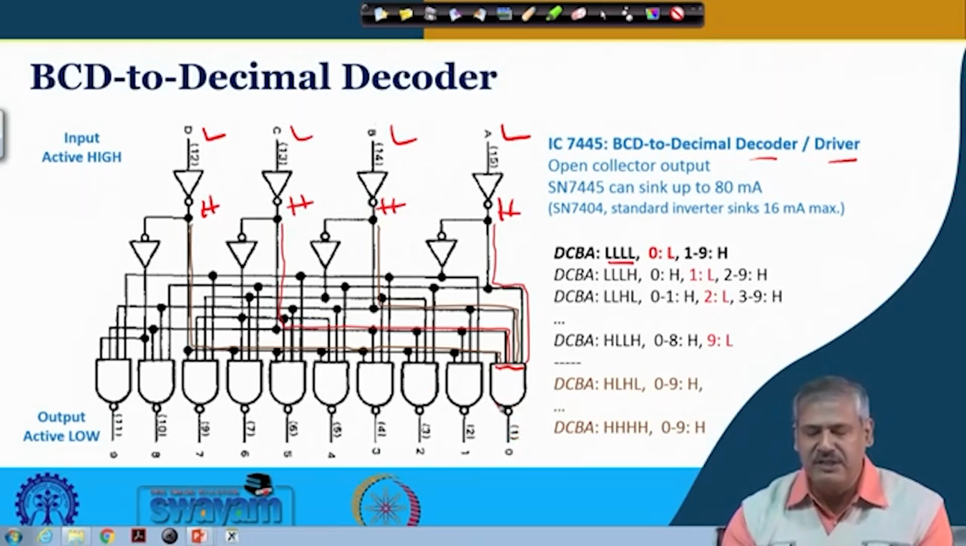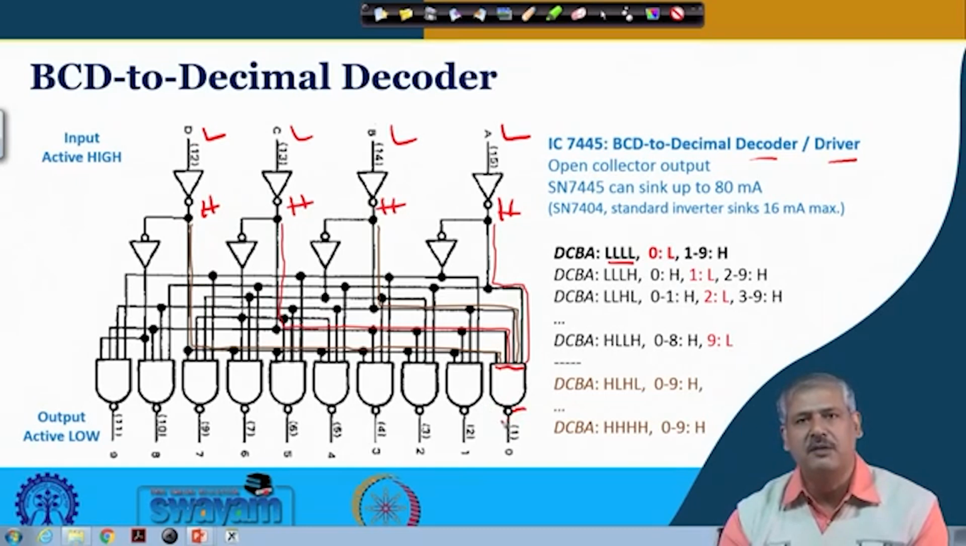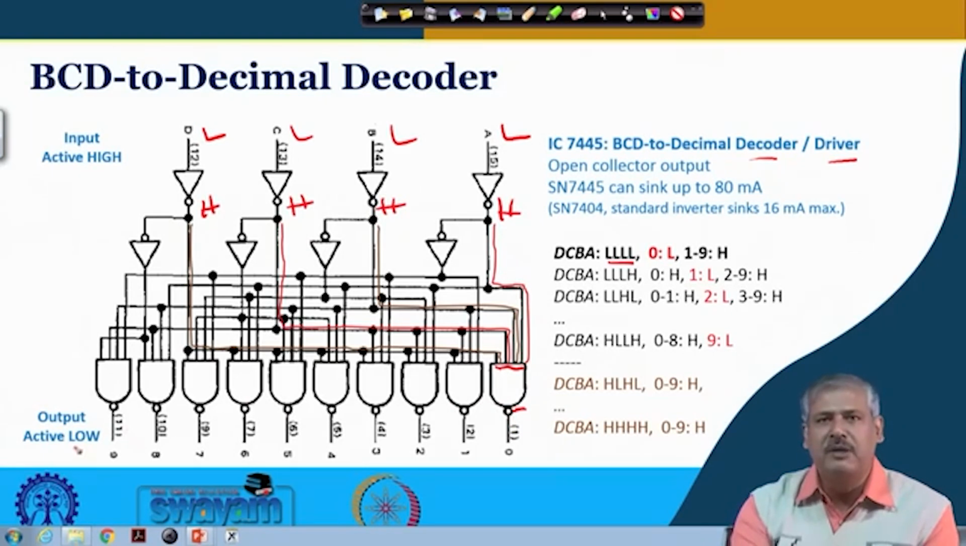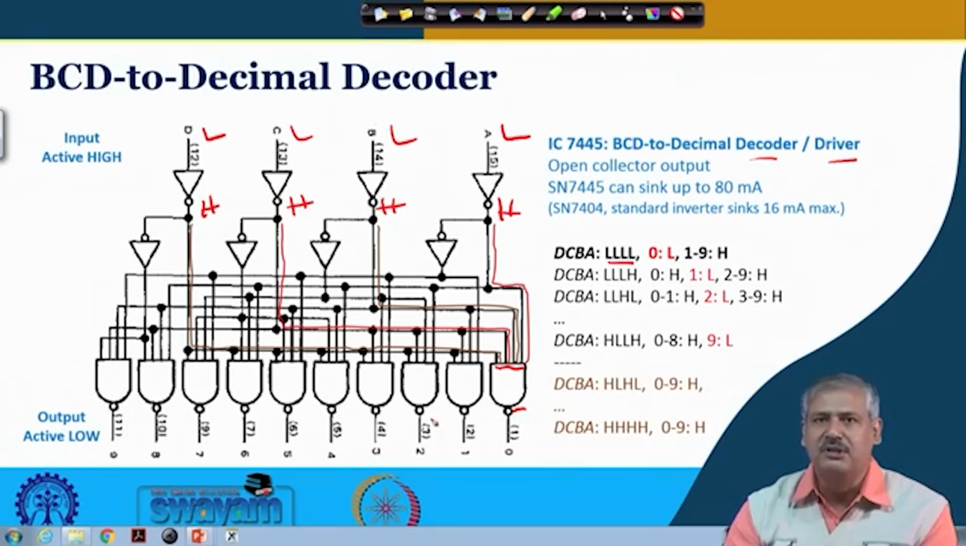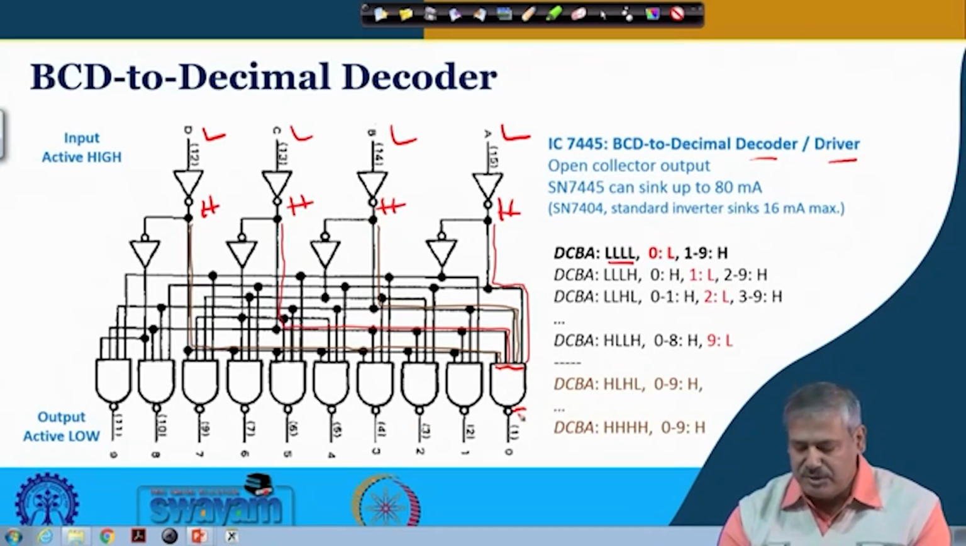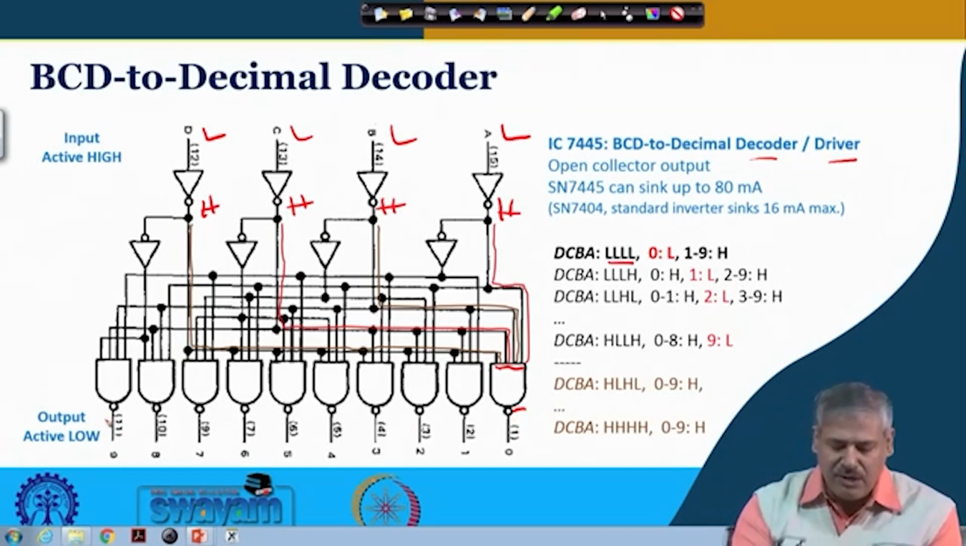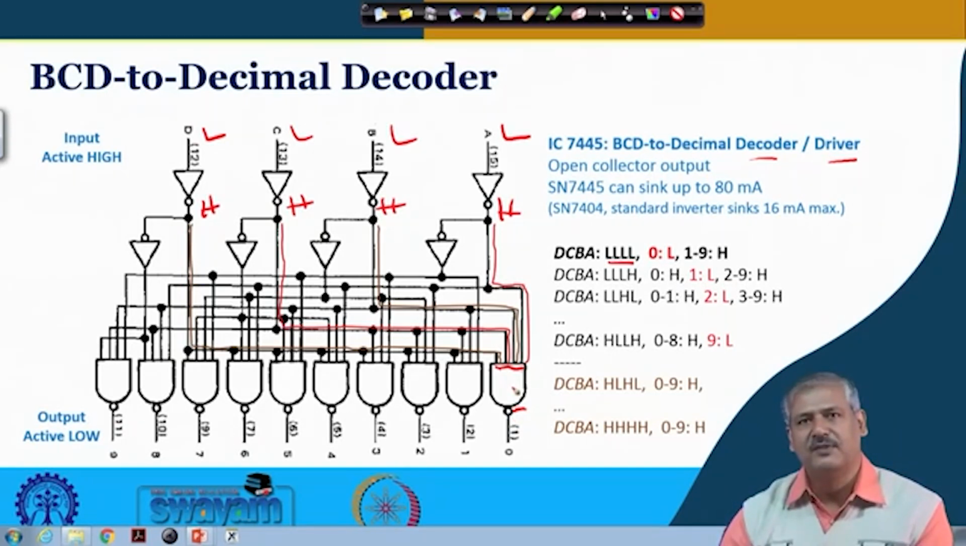In the normal decoding operation we had seen that this inverter bubble will not be present. Here there is an inverter present, so the output is made active low. Otherwise, if this inverter is not present, it is active high, and at that time the output would have been high. For the rest of the combinations, one of the inputs would have been low, so the output would have been low. Since the inverter is present at the output, all the outputs are made active low. So when all the inputs are low, this output is low and all other outputs are high.